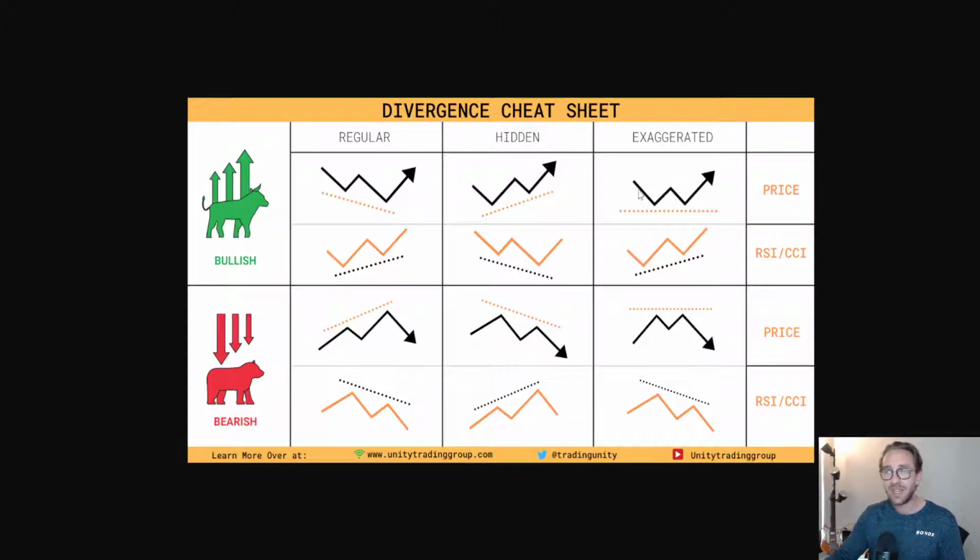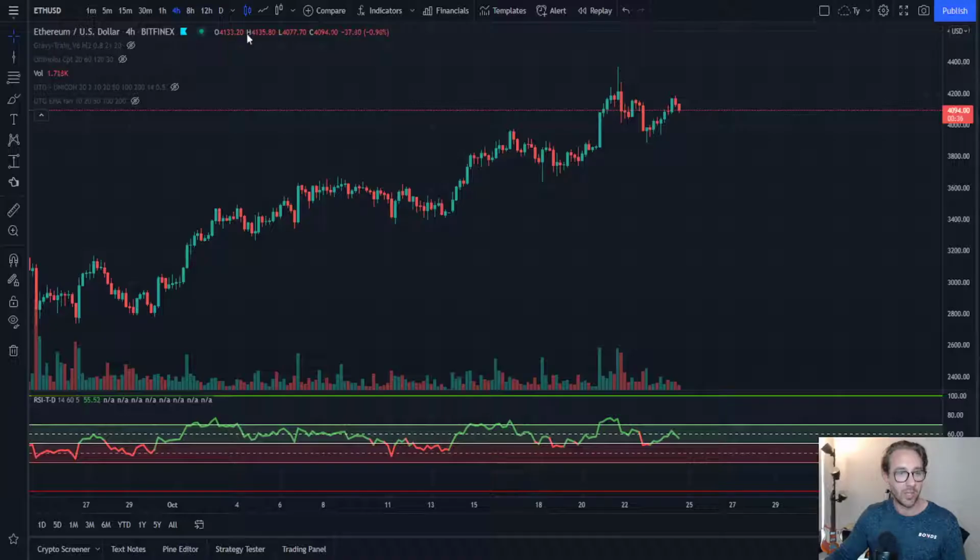And then we've got hidden and exaggerated. So hidden is when our oscillator is making lower lows and our price action is making higher highs, or our price action is making lower lows and our RSI is making higher highs. But you see the difference in plotting your trend lines being above for bearish and below for bullish. We're looking for resistance on our bearish divergence, we're looking for support on our bullish divergence.